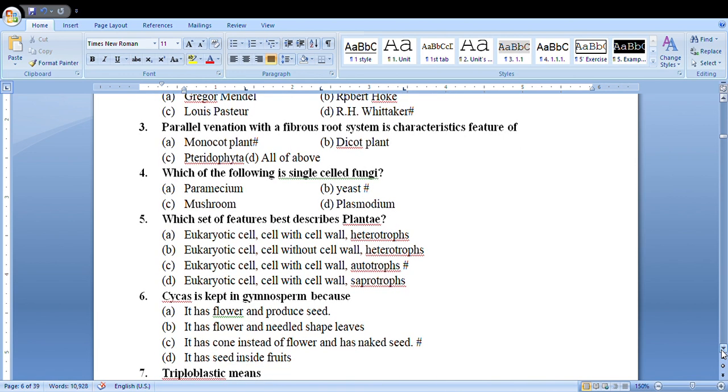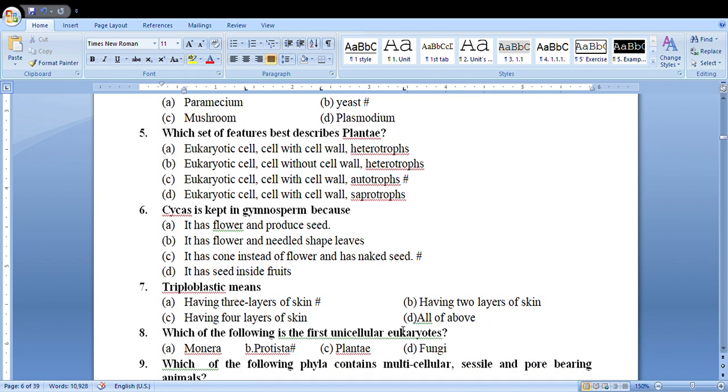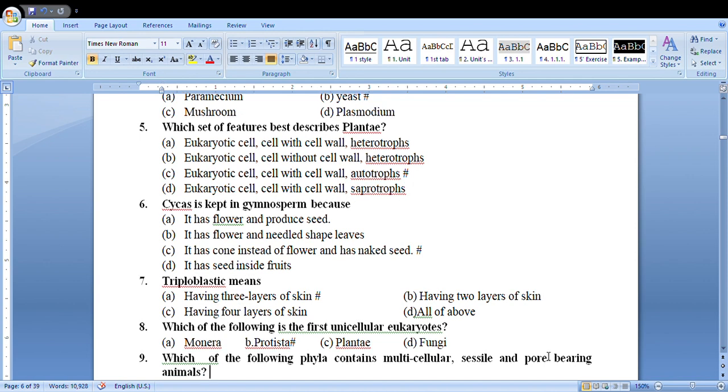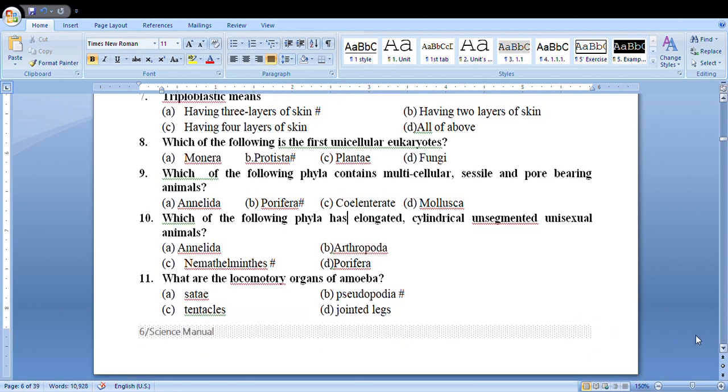Cycas is kept in gymnosperm because it has cones instead of flower and has naked seed. Triploblastic means having 3 layers of skin. Which of the following is the first unicellular eukaryotes? Unicellular eukaryotes, that is Protista. Which of the following phyla contains multicellular, sessile and pore-bearing animal? Obviously, Porifera. Which of the following phyla has elongated, cylindrical, unsegmented, unisexual animal? Obviously, Nemathelminthes. It is also called Aschelminthes.